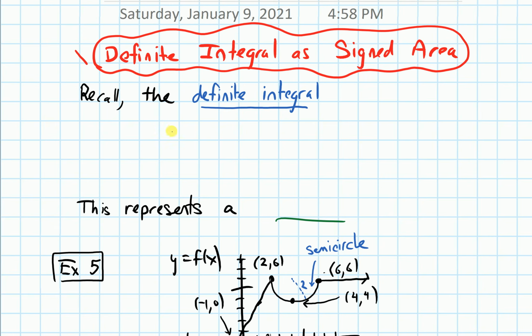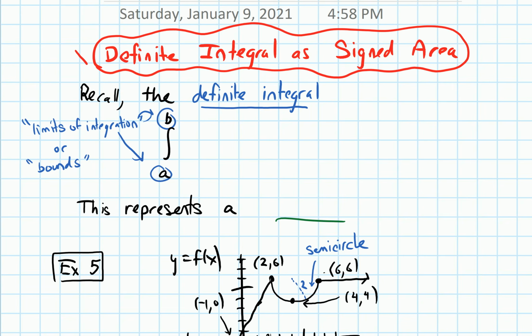Our notation for it is we wrote an integral from a to b. So the a and the b, these numbers are sometimes called the limits of integration, or the bounds. I'll be using that terminology to refer to those. So a to b, f of x dx. That's our notation for a definite integral.